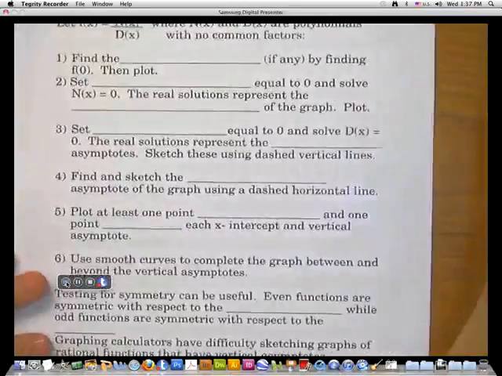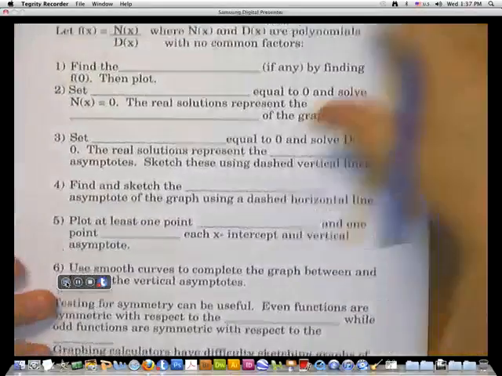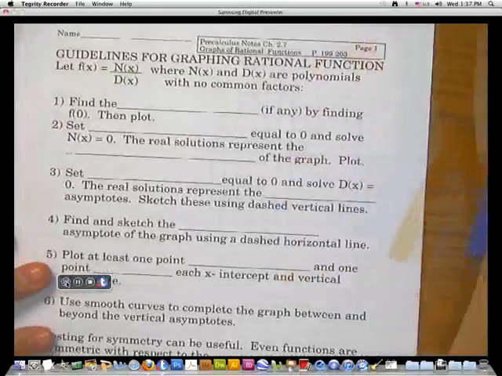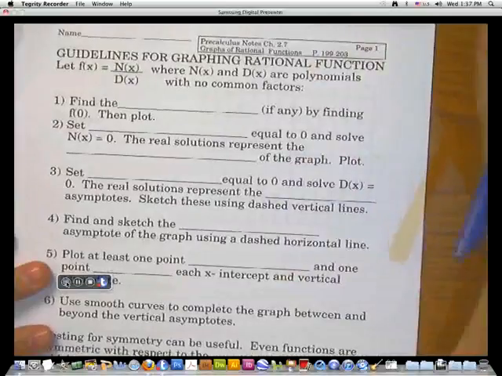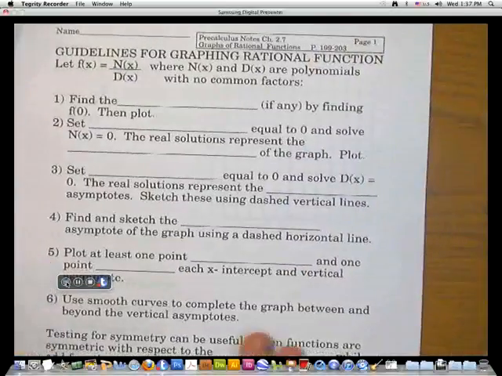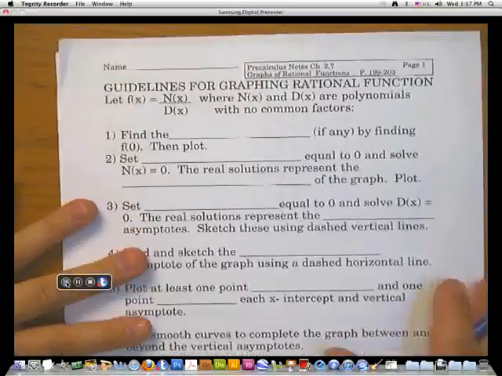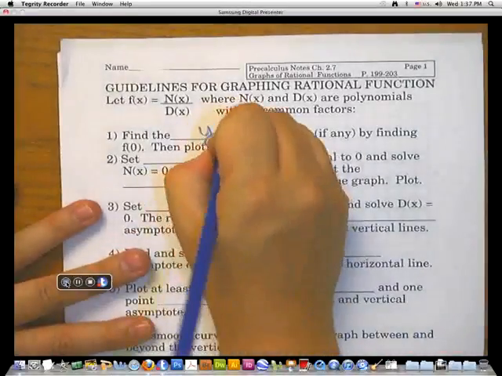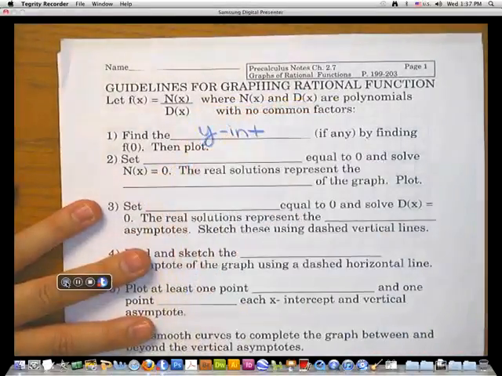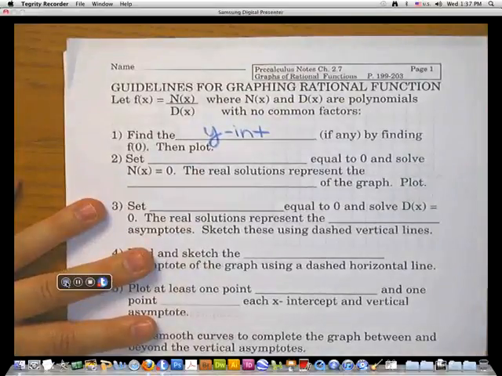Okay, 2.7. We're going to be able to graph our rational functions, but we need to be able to graph them by hand without our calculator. So in order to find the y-intercept, we find where the x is 0 and then plot it.